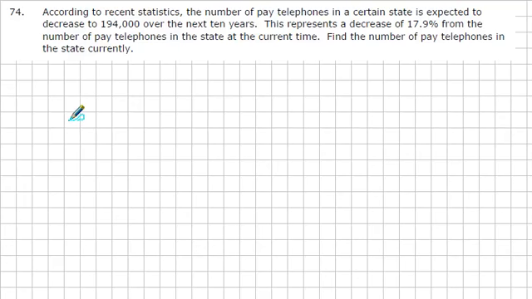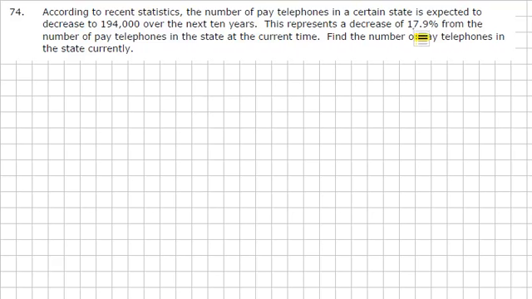According to recent statistics, the number of paid telephones in a certain state is expected to decrease to 194,000 over the next 10 years. This represents a decrease of 17.9% from the number of paid telephones in the state at the current time. Find the number of paid telephones in the state currently.